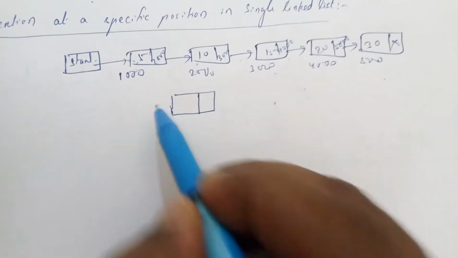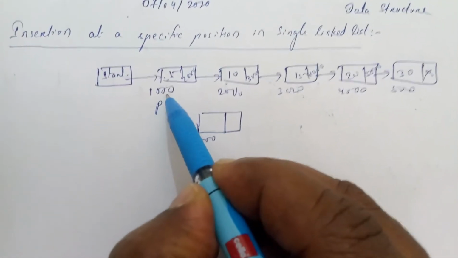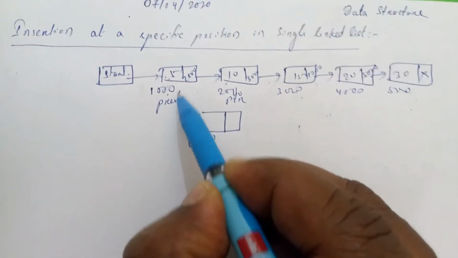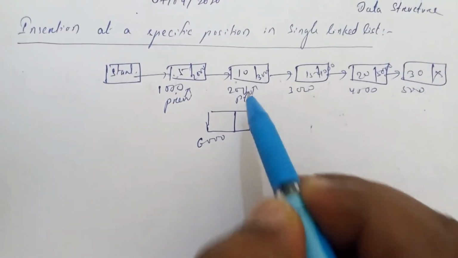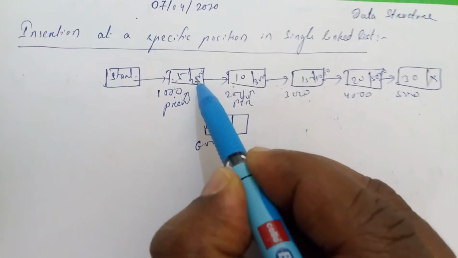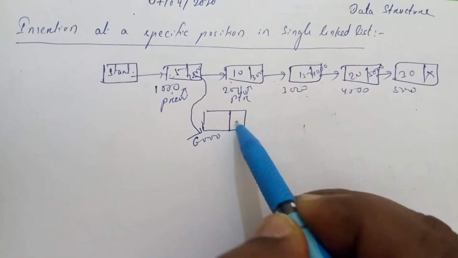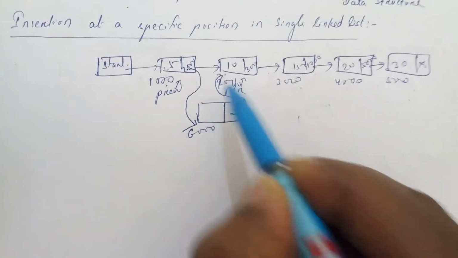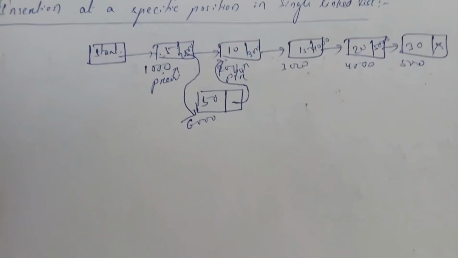So here what will happen? This node, suppose its address is 6000. Here we are having a pointer variable previous, suppose, and this is a pointer variable ptr. Previous holds the address of this node, ptr holds the address of this node. So previous link will contain the address of fresh node, and fresh link will hold the address of ptr. What is the value of ptr? That means this one. So now suppose the value is 50. Now this node is inserted at the position 2.